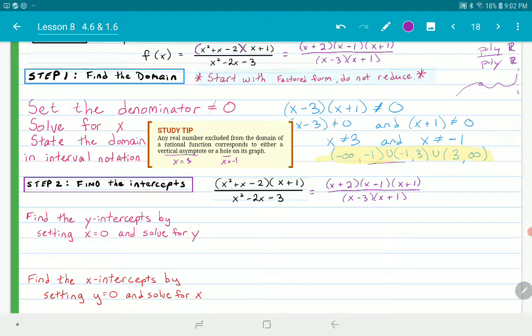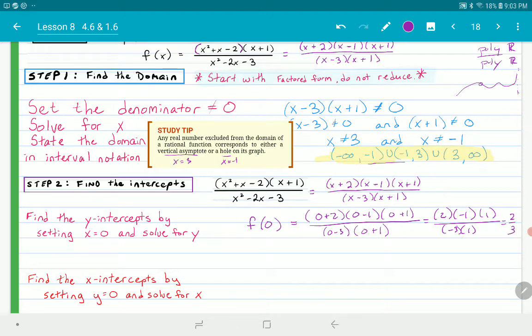So to find it, we will set x equal to 0. And again, I'm going to use that factored form. I think that form is a little easier to work with sometimes. So I'm just going to evaluate this function at 0, setting x equal to 0. I get (0 plus 2)(0 minus 1)(0 plus 1) all over (0 minus 3)(0 plus 1), which equals 2 times -1 times 1 all over -3 times 1, which is -2 over -3, which is 2/3. So when x equals 0, y equals 2/3.